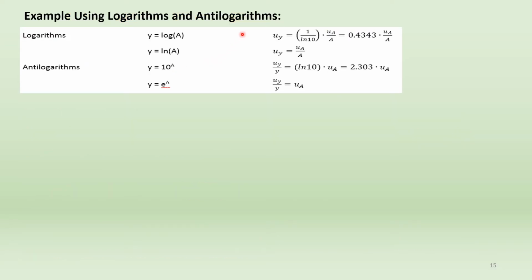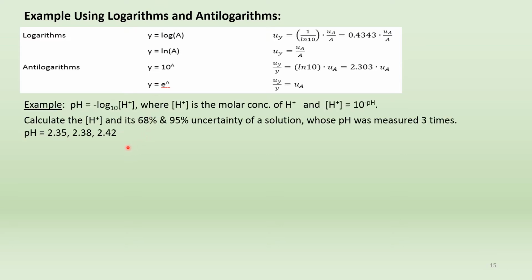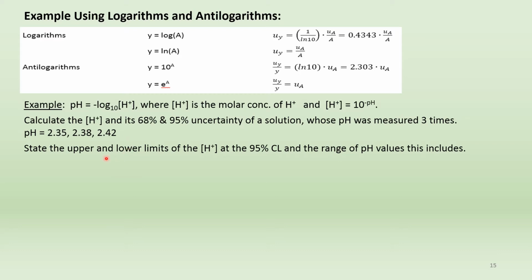So this is one last problem involving logs and antilogs. In the last slide, I gave you a problem involving the hydrogen ion concentration and asked you to calculate a pH. But this time, I'll give you some pHs and ask you to calculate the hydrogen ion concentration. So let's calculate the hydrogen ion concentration, and its 68 and 95% uncertainty, in a solution whose pH was measured 3 times, and these are the pH values. I want you to state the upper and lower limits of the hydrogen ion concentration at the 95% confidence limit, and the range of pH values this includes.